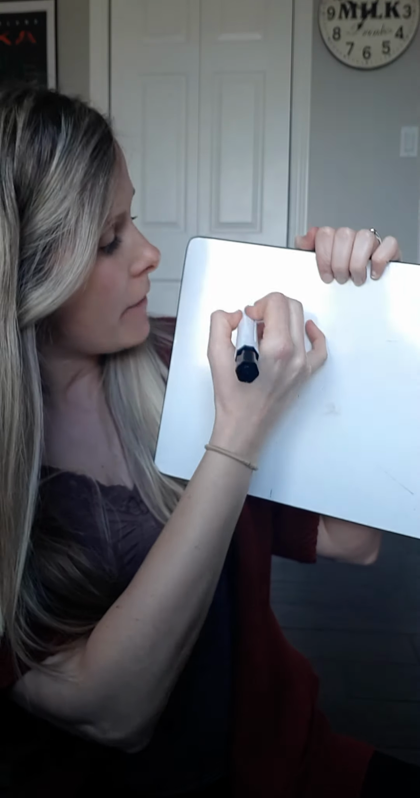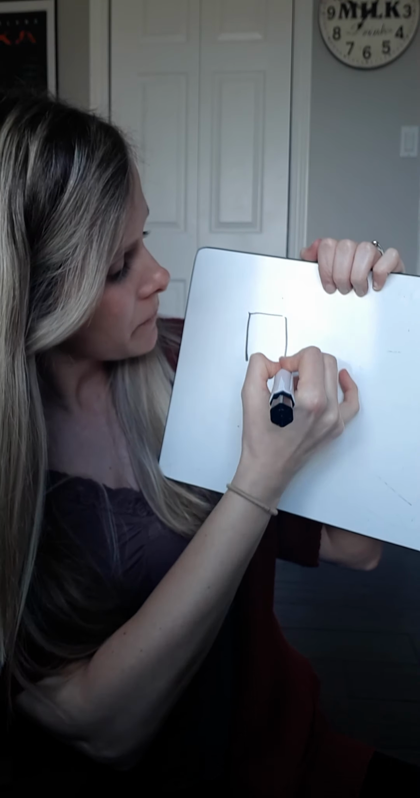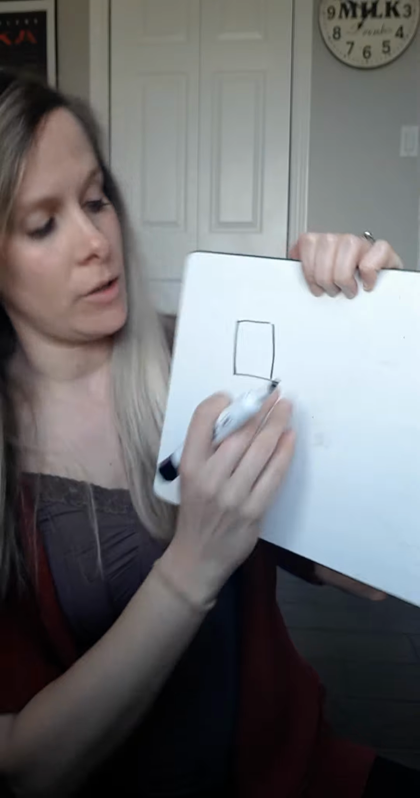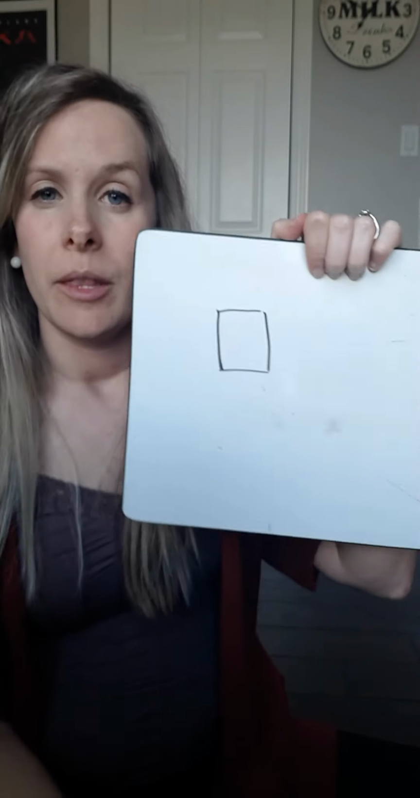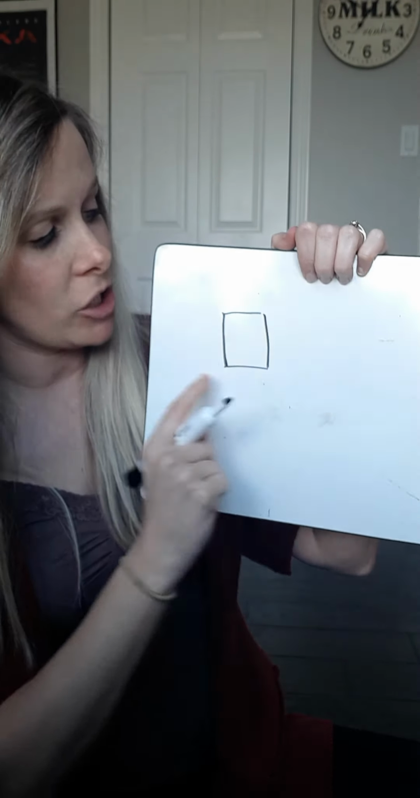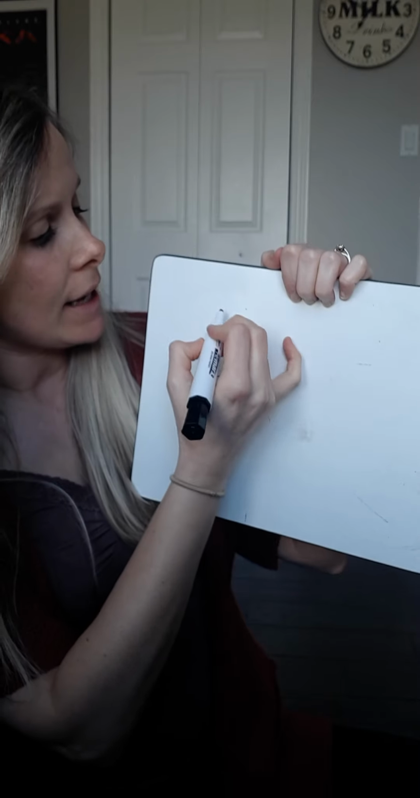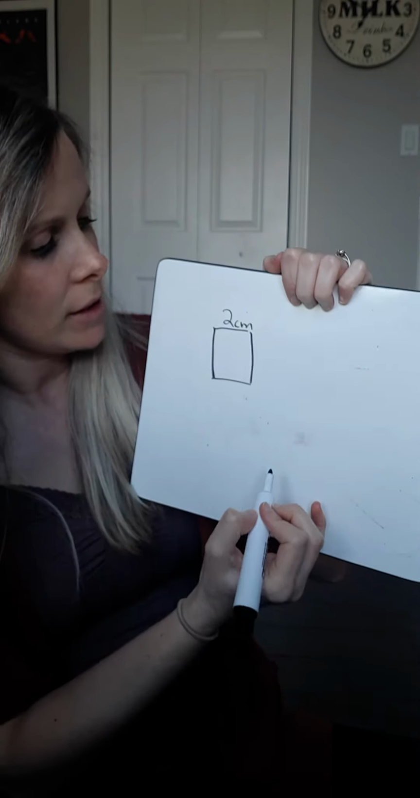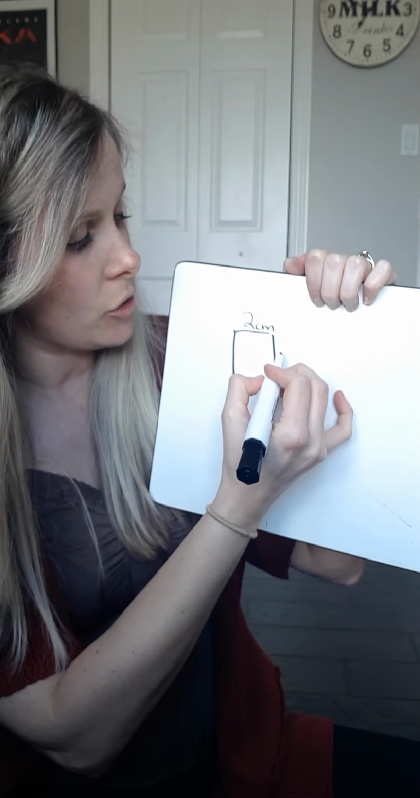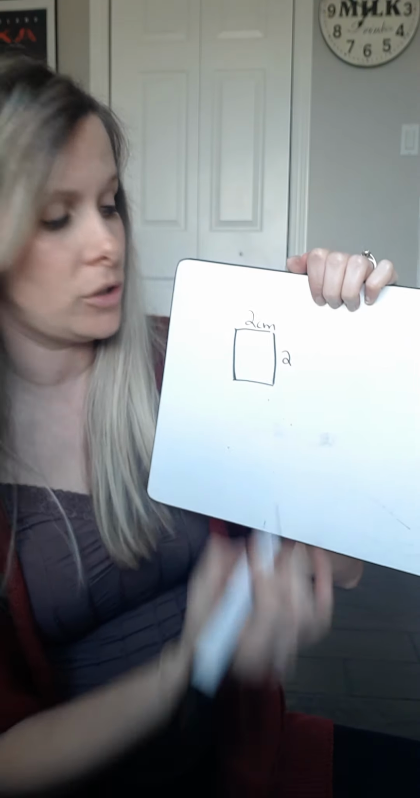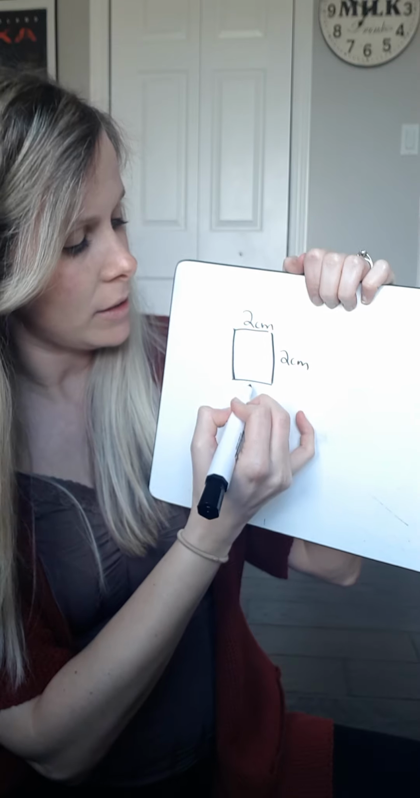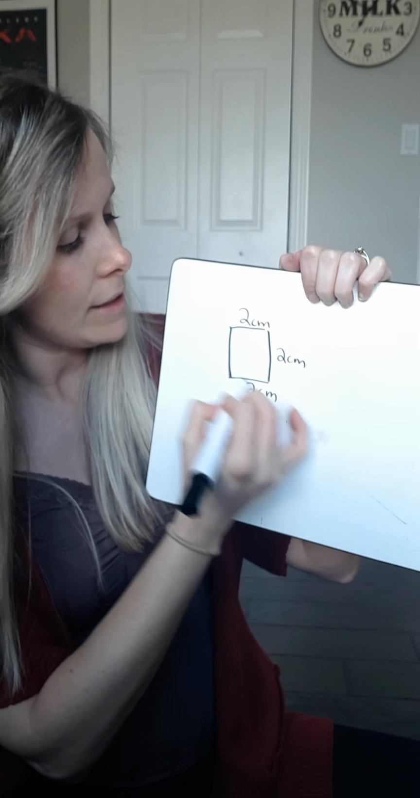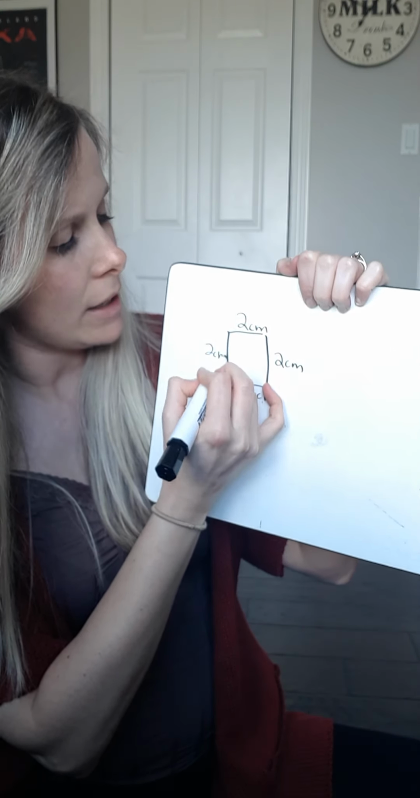So if I have a shape here, here's my shape. The perimeter is the distance around this shape. So let's say this side is 2 centimeters. And if it's a square, I can assume that this also is 2 centimeters, as is this and the other.